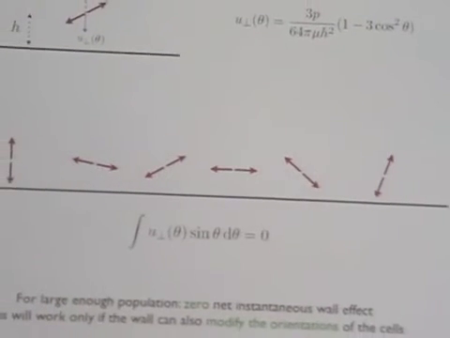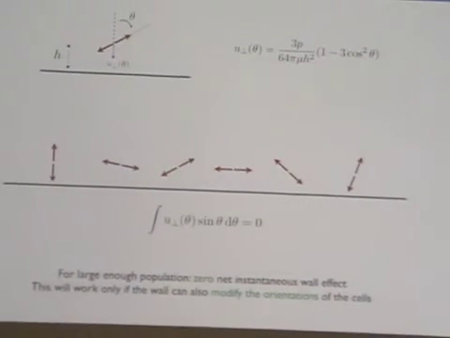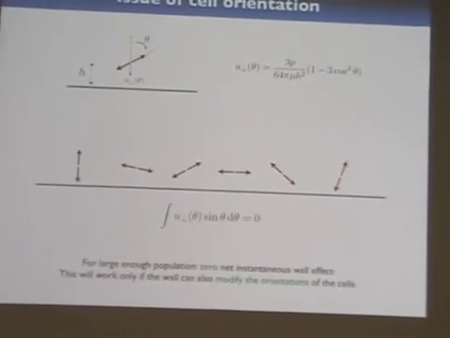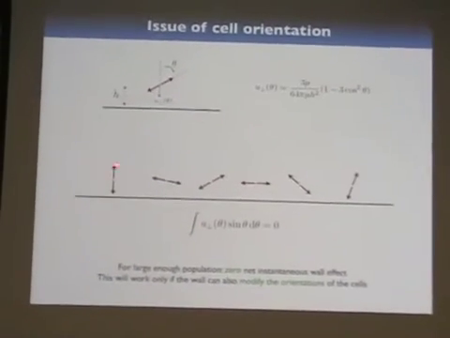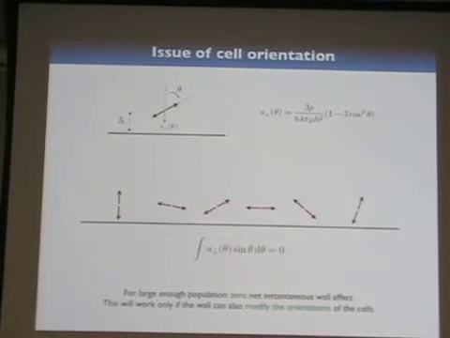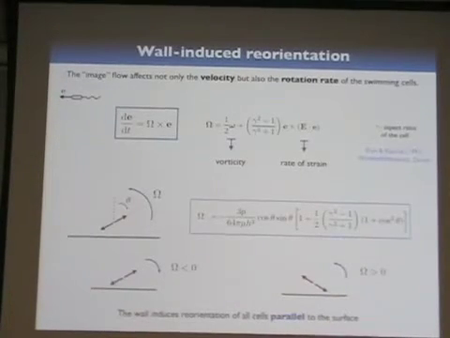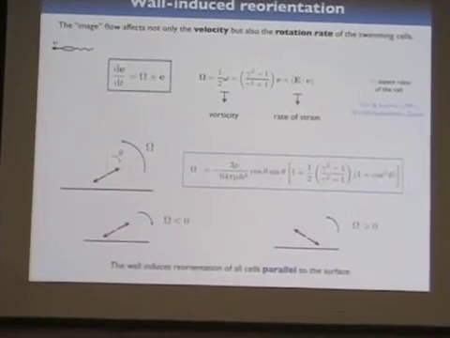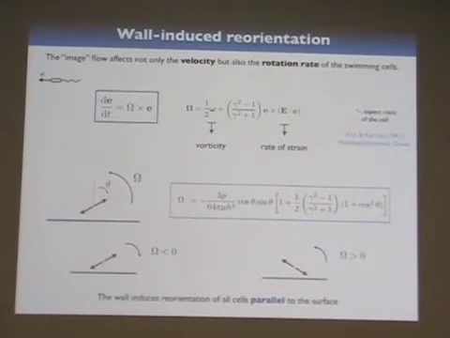The net effect of the wall is 0. So if you want to really have an effect, you need to somehow find a way to bias the orientation of those cells as they're swimming. Otherwise, the wall doesn't really do anything to you. And so what we've argued in our paper is that hydrodynamics also does this to you, and the reason why is the following.